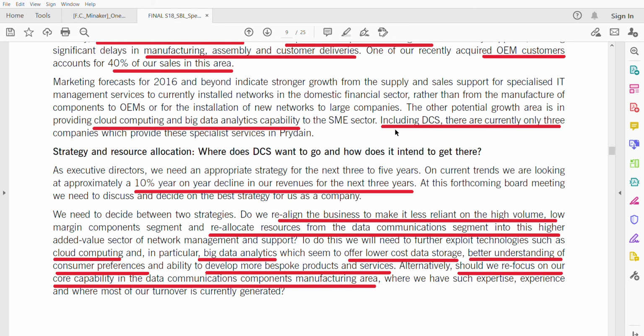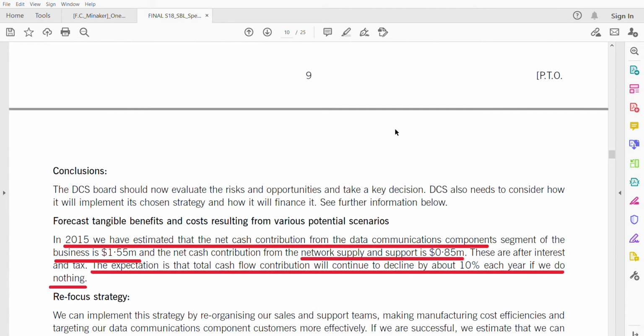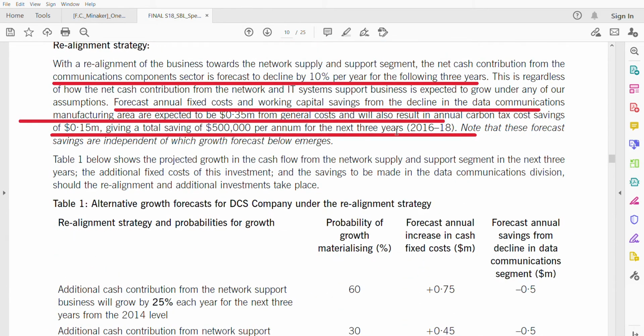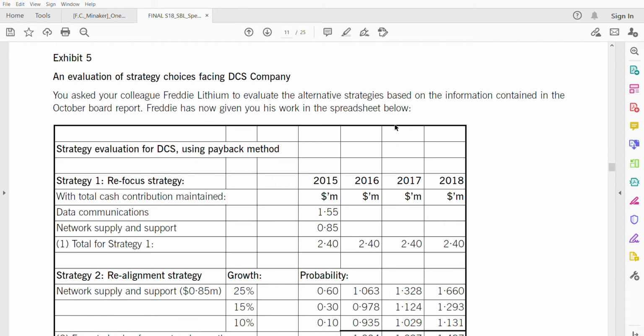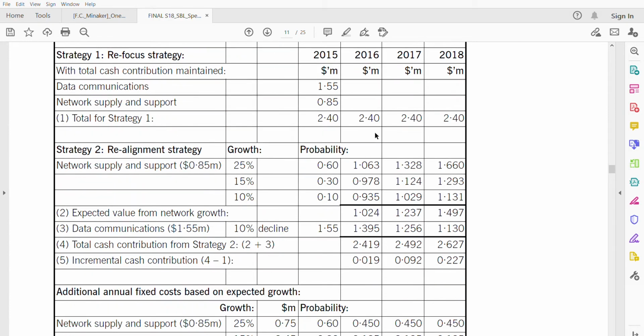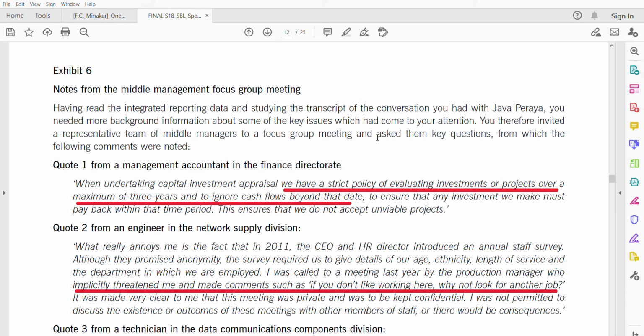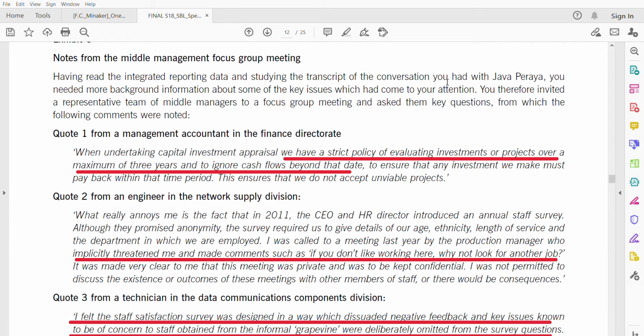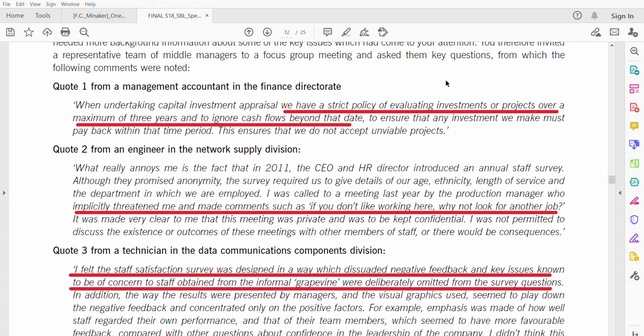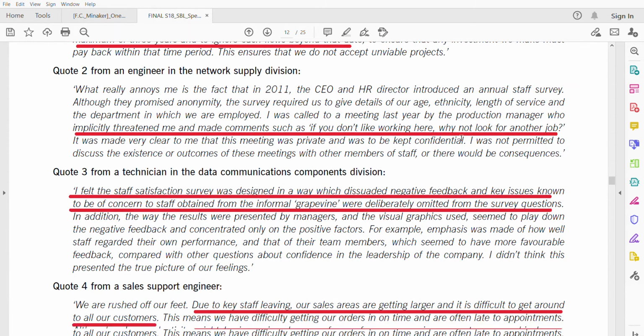But mostly it is focused on exhibit 1, right? And let's go to exhibit 5. Exhibit 5 you don't need because it's an evaluation of strategy choices. It's not about the company. And exhibit 6, right? It's about a minute, okay, where they talked about how they are annoyed, how they are not happy, why the customer service is not, you know. So you might need this.